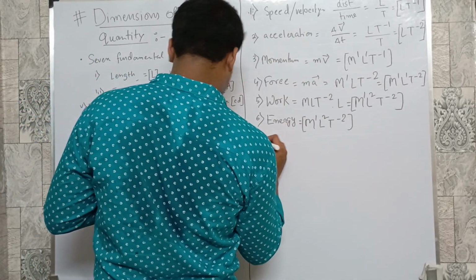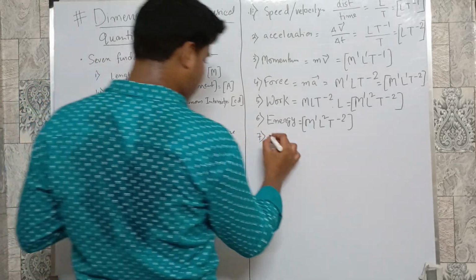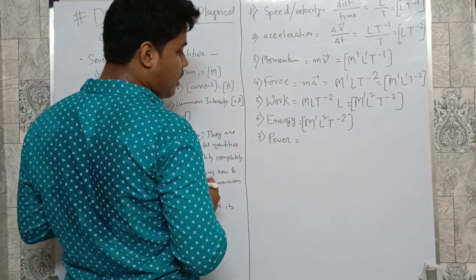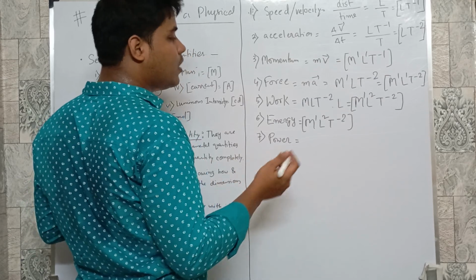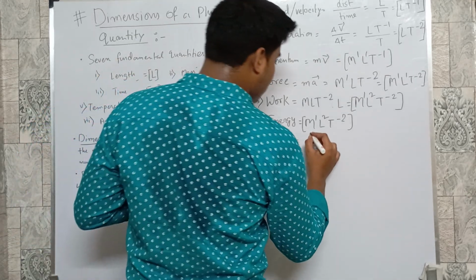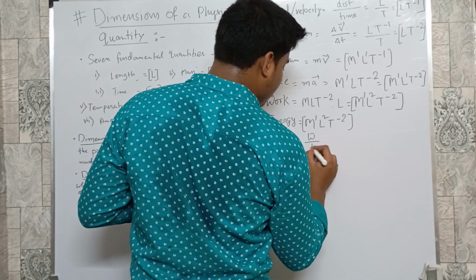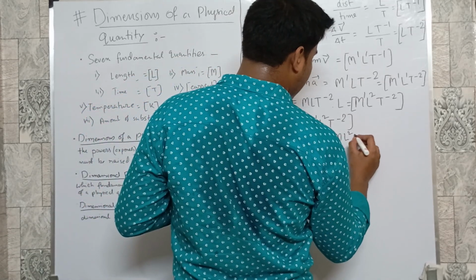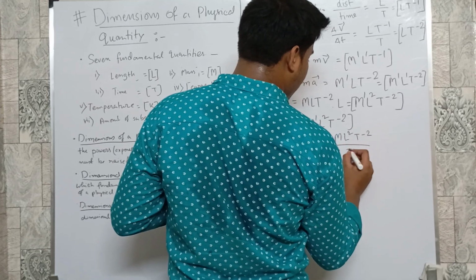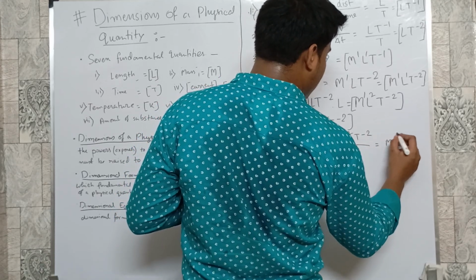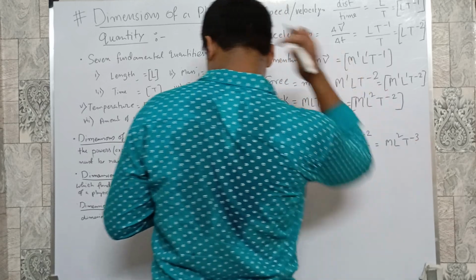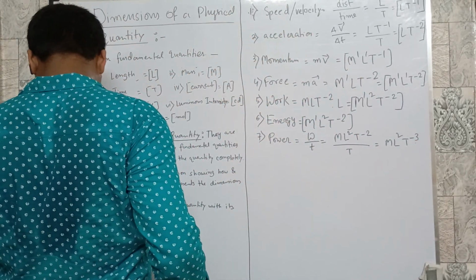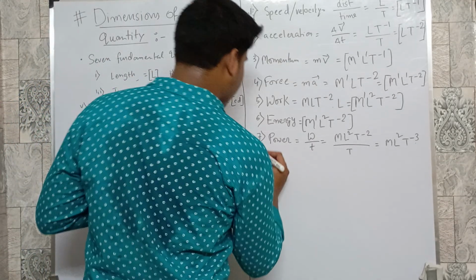Okay, next is power. Power is defined as the rate of doing work, or work done per unit time, simply put. For work done the dimension was ML^2T^-2 divided by time, which is T. So it will be ML^2T^-3. Okay, next, pressure.